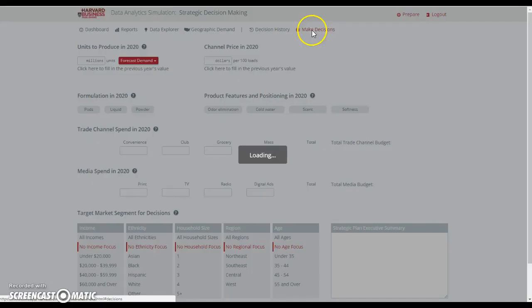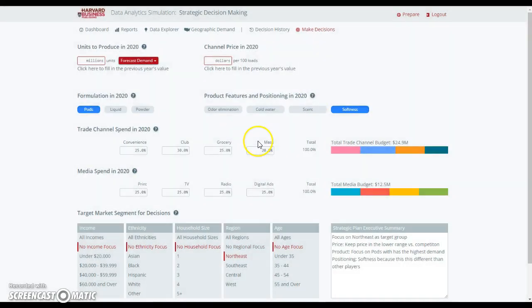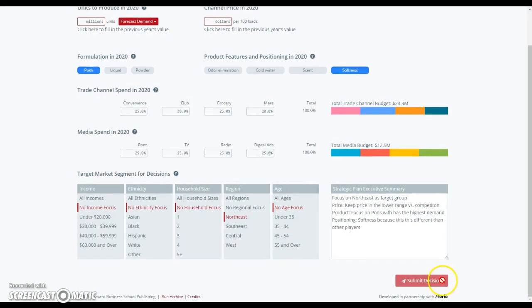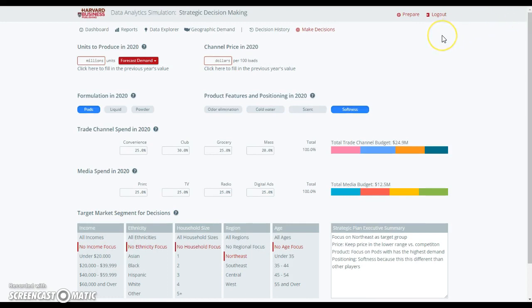Then once you have done your first decision, then you go into the second decision round. You can then make another set of decisions for all of these elements. You can look at the data again. You can correct your strategy, if that's what you desire, and then you can submit it. And after you've submitted 4 rounds of decisions, then the game is basically over. So there you have it. That's how you actually execute the simulation.